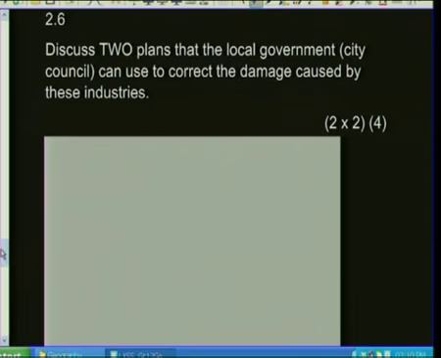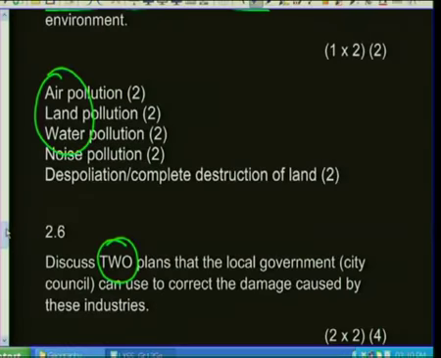2.6. Discuss two plans that the local government, city council, or municipality can use to correct the damage caused by those industries. This is quite an easy one. All we need to do is go back to our answers in the previous question and say, how do we fix it? In the case of air pollution, we would be looking at something like a filter. A set of filters put into the combustion stacks of those factories, which would filter out some of the pollution that is going to be going into the air.